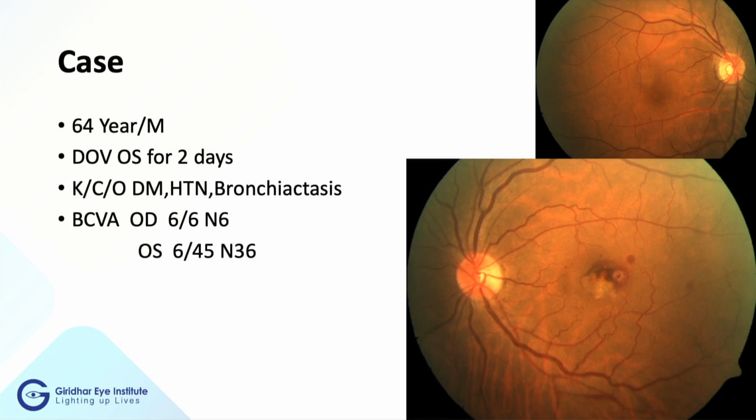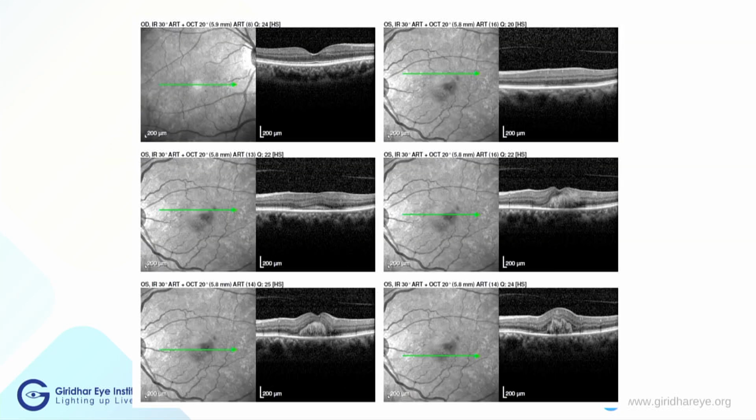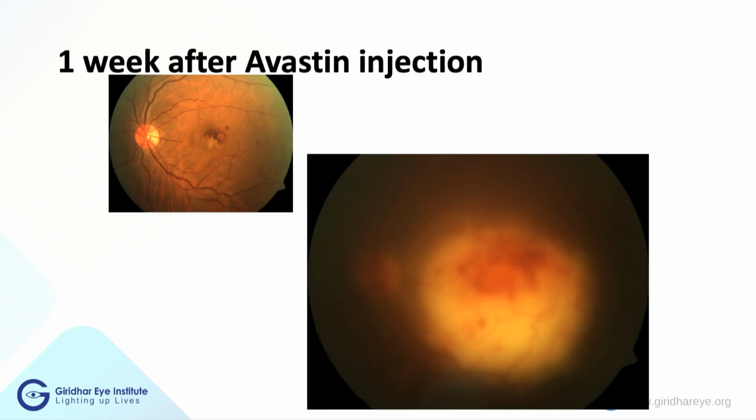So this is a case, a 64-year-old who came with a hemorrhage in the macula. It looks like a CNVM, and Avastin was given based on this OCT picture. There is a stroma in the central area, subretinal hyperreflective material. It was thought that it was a classic CNVM. One week after injection, it has become like this.